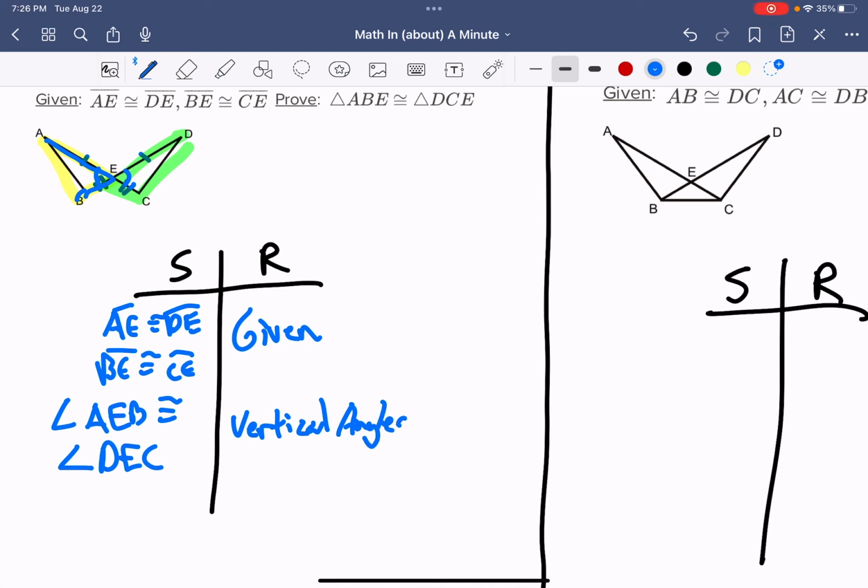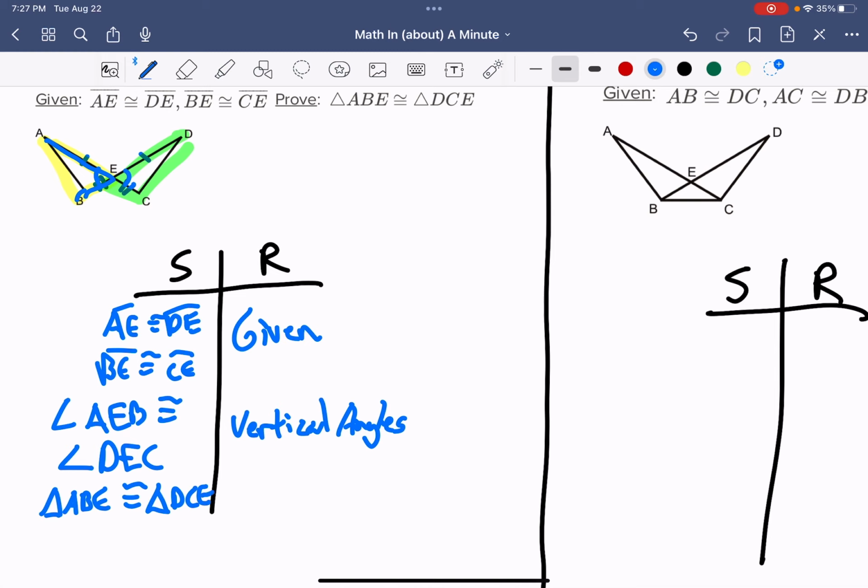Now, sometimes you might get a little bit fancier, say it's the vertical angle postulate or the definition of vertical angles, but really, vertical angles gets the point across. Well, now I've done exactly what I need to do. I proved that triangle ABE is congruent to triangle DCE.